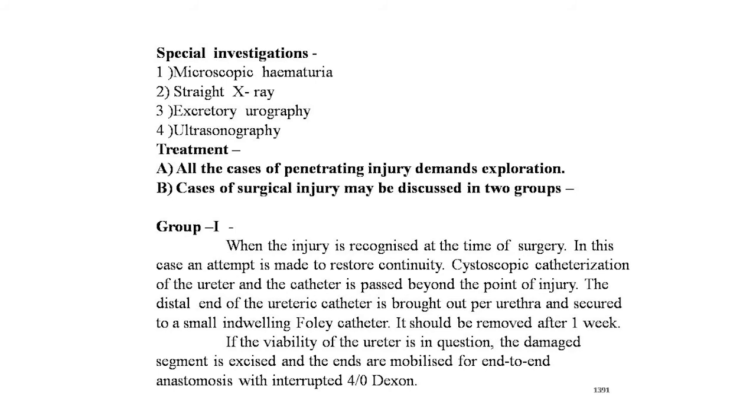In this case, an attempt is made to restore continuity. Cystoscopic catheterization of the ureter is done and the catheter is passed beyond the point of the injury. The distal end of the ureteric catheter is brought out per urethra and secured to a small indwelling Foley's catheter. It should be removed after 1 week. If the viability of the ureter is in question, the damaged segment is excised and the ends are mobilized for end-to-end anastomosis with interrupted 4-0 Dexon.